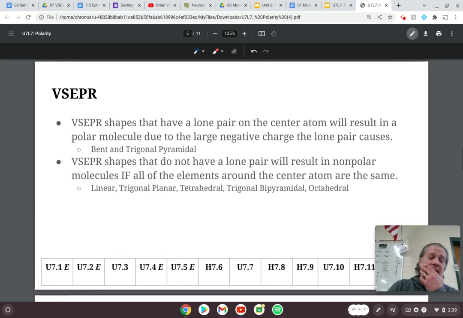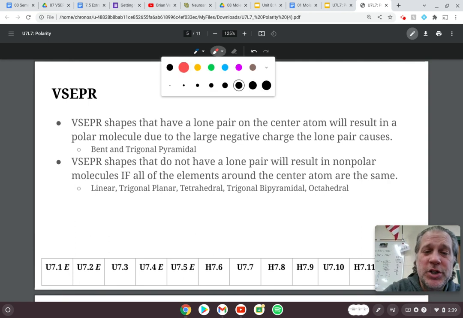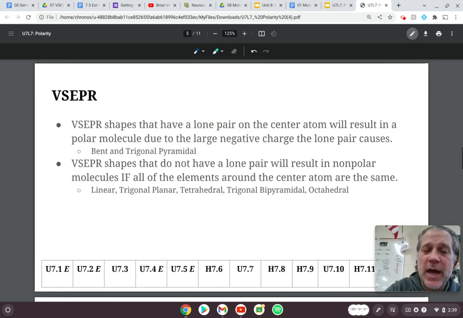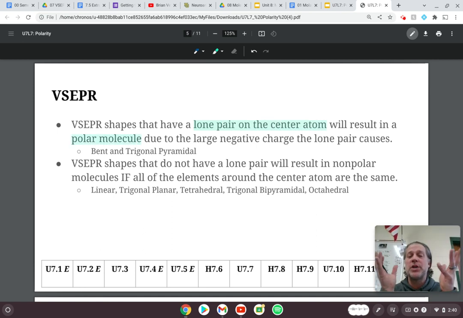Then we talk about VSEPR shapes, and those are the shapes that we talked about yesterday and the day before. If by chance there is an unshared pair of electrons on the central atom, so if there's a lone pair or unshared pair of electrons on the central atom, the molecule ends up being polar because of that large negative charge. The types of shapes that would exhibit this would be bent and trigonal pyramidal.